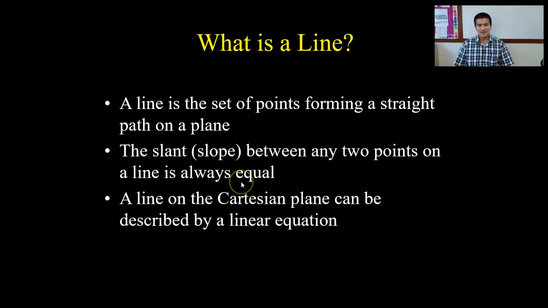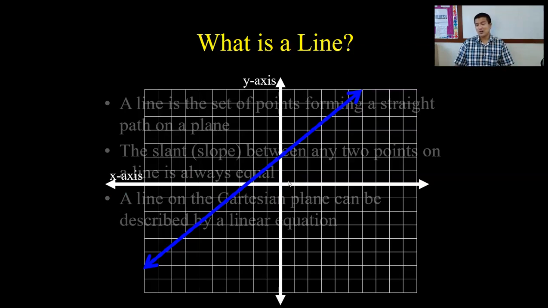A line on a Cartesian plane can be described by a linear equation. So we have the linear equation in the form ax plus b equals 0, or ax plus by plus c equals 0. So this one is our Cartesian plane. Go back to our geometry lessons.